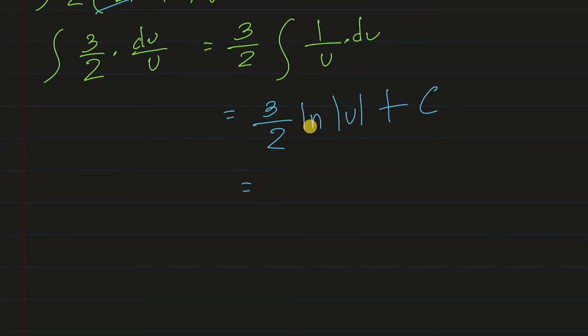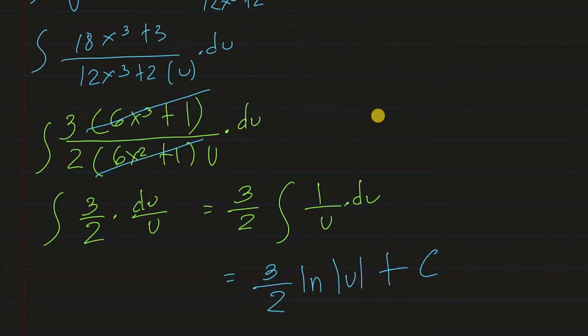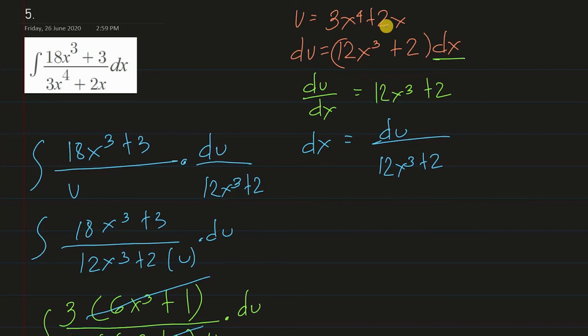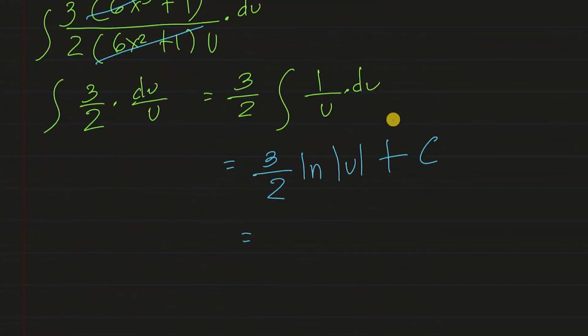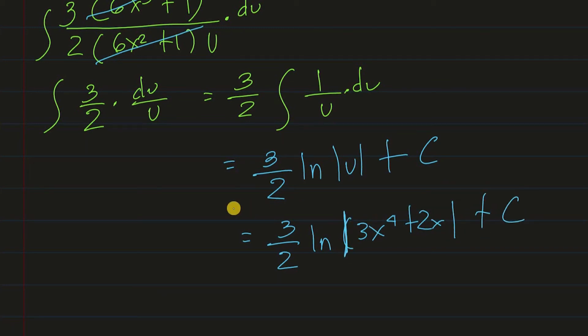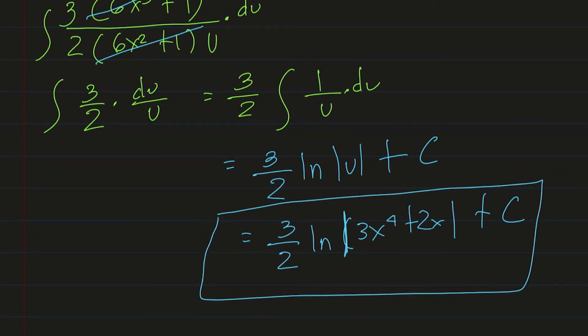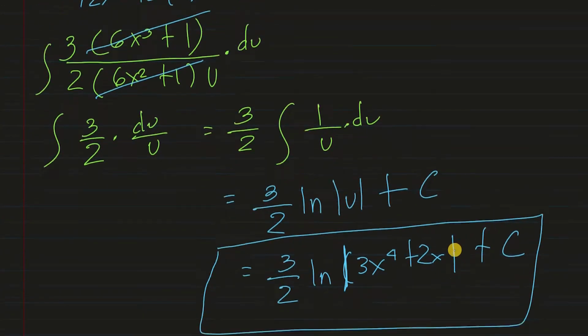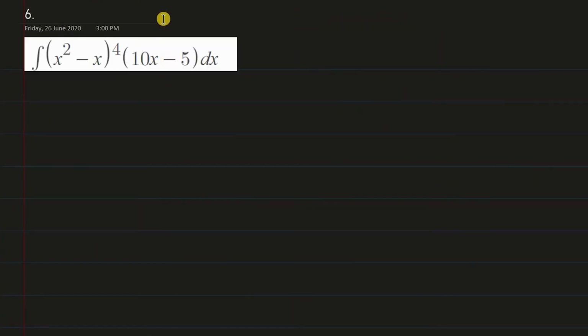Ngayon, ipalit ulit natin kung ano yung value ng u. Ang u natin is 3x raised to 4 plus 2x. So, magiging 3 over 2 ln of 3x raised to 4 plus 2x, absolute value yan, plus c. Ito na ngayon ang ating final answer: 3 over 2 ln, tapos ito, plus c. Ayun, last example na tayo.